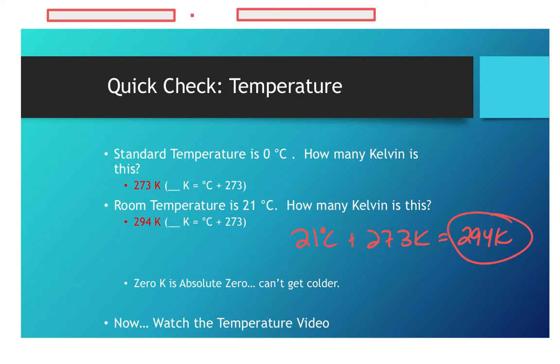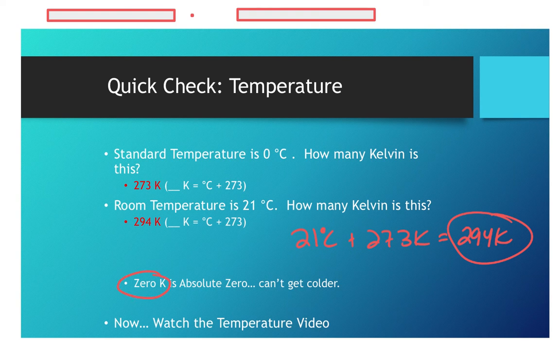Awesome. This means that at some point you can get down to a temperature of 0 Kelvin. That is the coldest temperature there possibly is in the entire universe, and that temperature is known as 0 Kelvin.